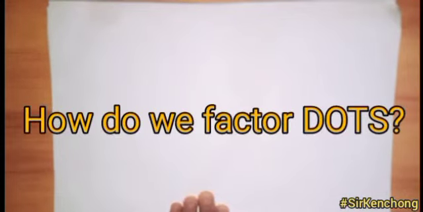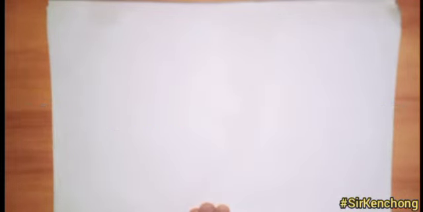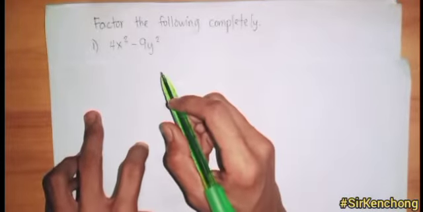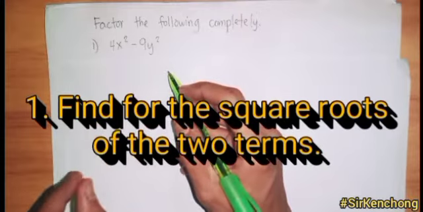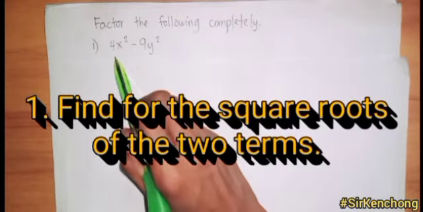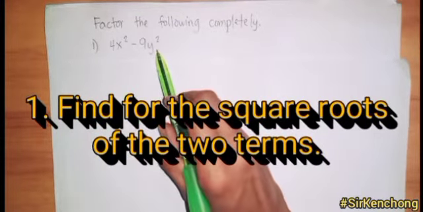So, how do we factor difference of two squares? We actually have two steps only in factoring difference of two squares. So, let's have this example as we discuss each step. Factor 4x squared minus 9y squared. Ang unang step is to find for the square roots of the first term and the second term.